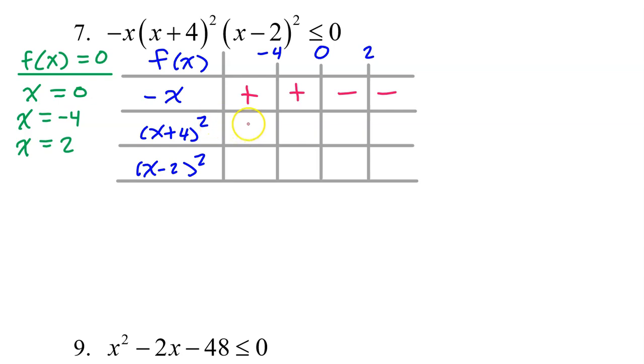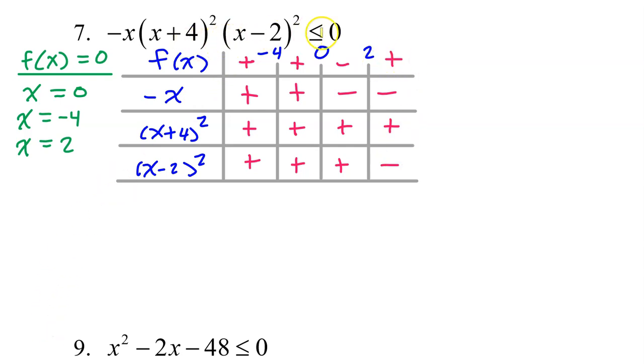X plus 4 squared will always be positive because when you square something it's always positive, and x minus 2 squared will be positive in every interval for the same reason. Overall sign of f of x will be positive, positive, negative, and positive. Because of the even number of negative signs here, we get a positive.